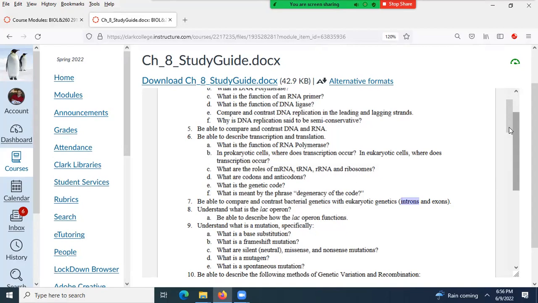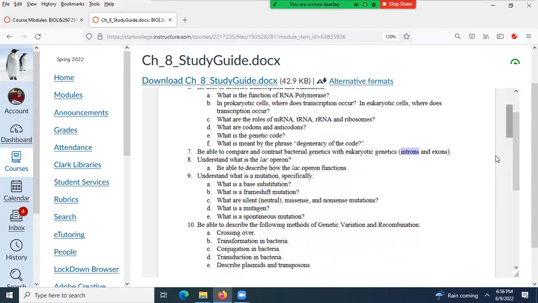Understand what the lac operon is and what an operon is. An operon is sort of like a super gene encoding the gene of interest, like the lactase enzyme, as well as the operating regions around that structural gene, meaning the lactase enzyme is the structural gene. So be able to describe the lac operon and how it functions.